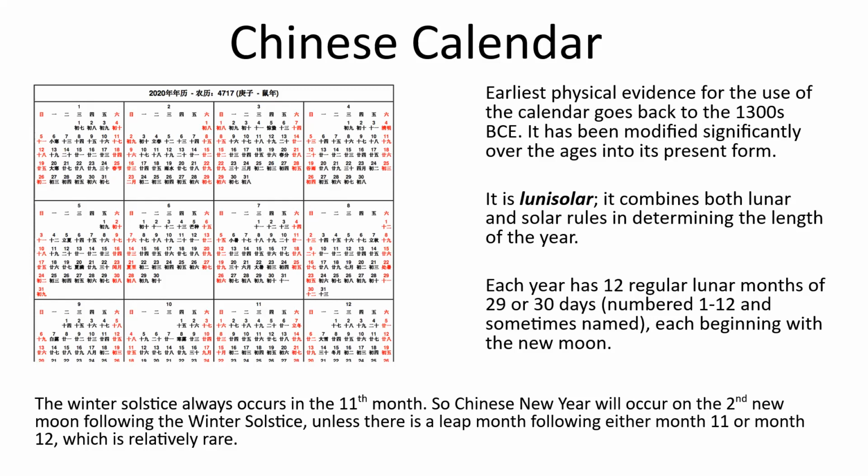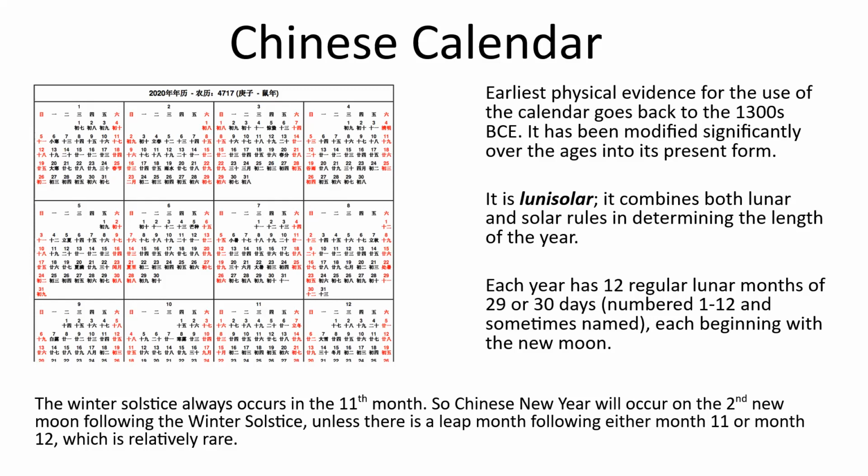Now, because those two cycles aren't exactly matched, there's occasionally going to be the need to squeeze in an extra lunar month, because sometimes you will actually have 13 new moons between winter solstices. And so in order to fix that, you have to squeeze in an extra month. And so every so often, there's a leap month thrown into the Chinese calendar.